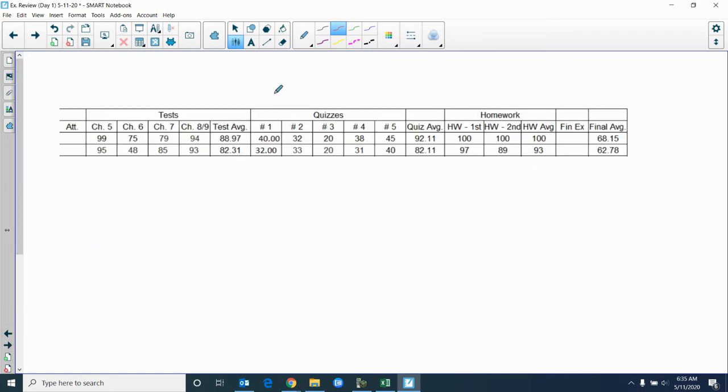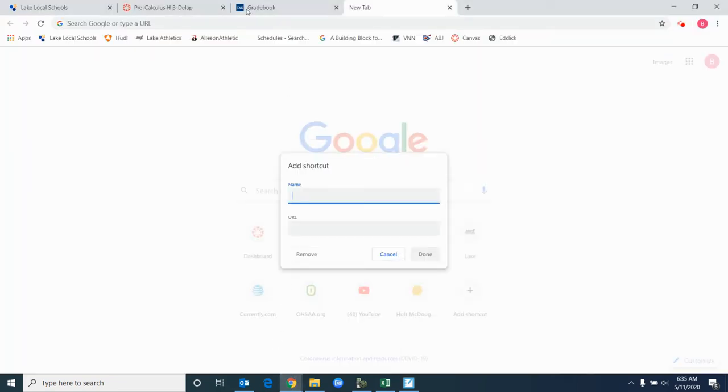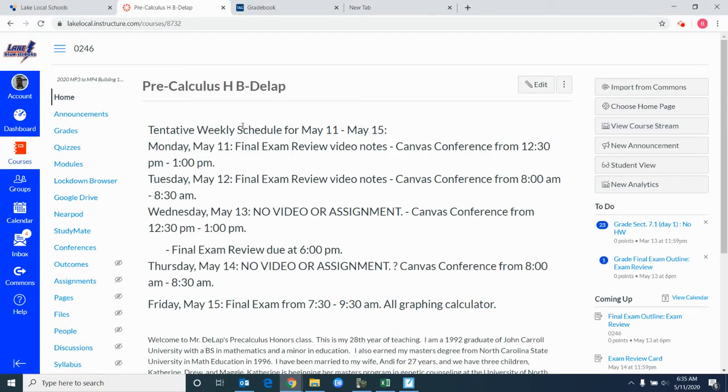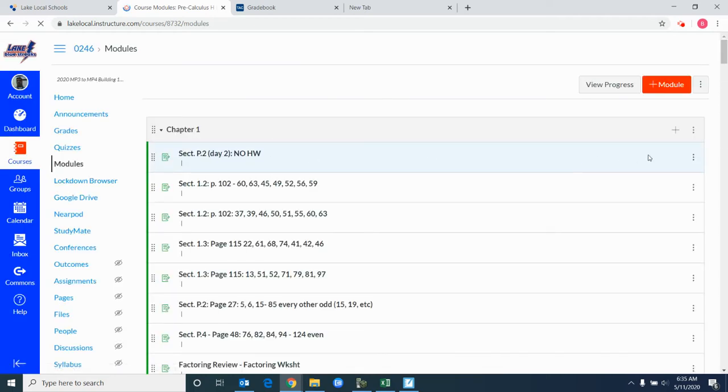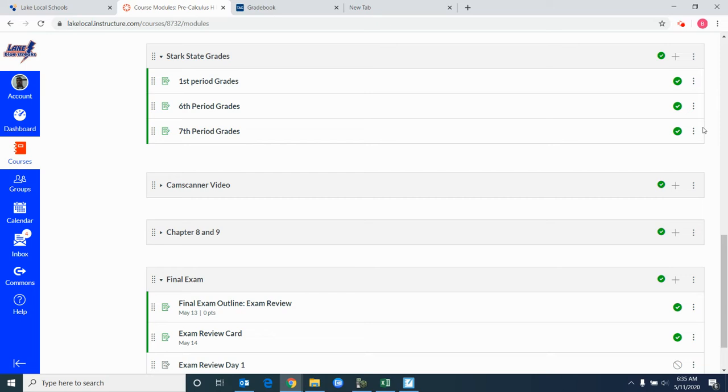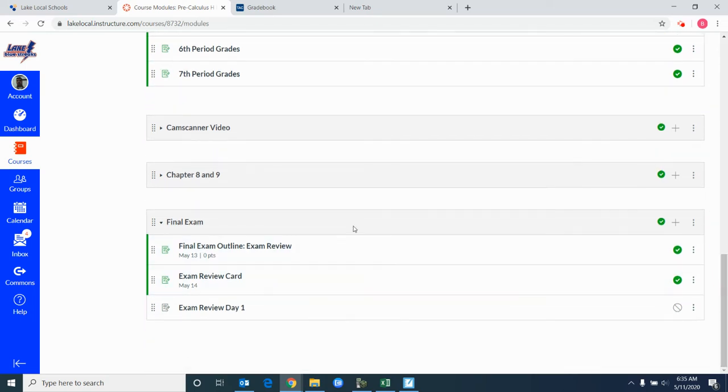Your grades, your Stark State grade. Let me go to the Canvas. All right, here is the home page. I put the weekly schedule up, so this should be on here as well. If I go to modules, okay, this is something you need to be able to figure out: what grade do I need on the final to get an A, to get a B, to maintain what I have? Okay, and I'm going to show you that.